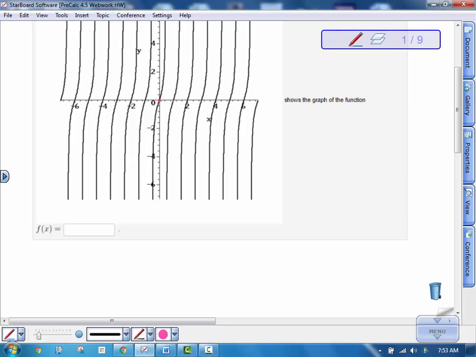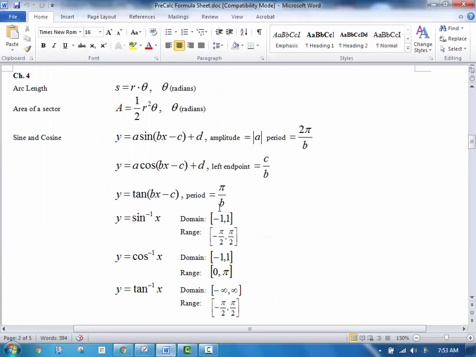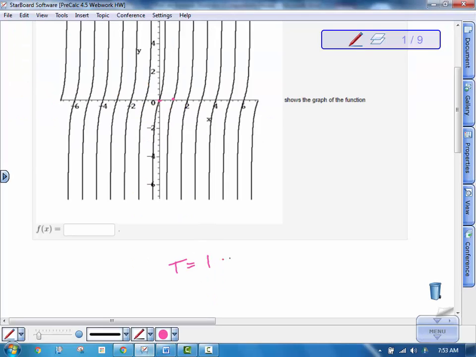It looks like it repeats every 1. This is halfway in between 2, so that'd be 1. So the period is 1. Now the period of tangent we know, and this is on our formula sheet as well. The period is pi over b. So we know that 1 has to equal pi over b. So that means if you multiply both sides by b, b equals pi.